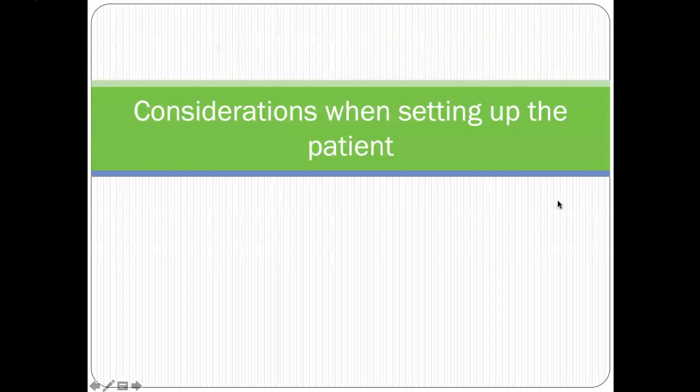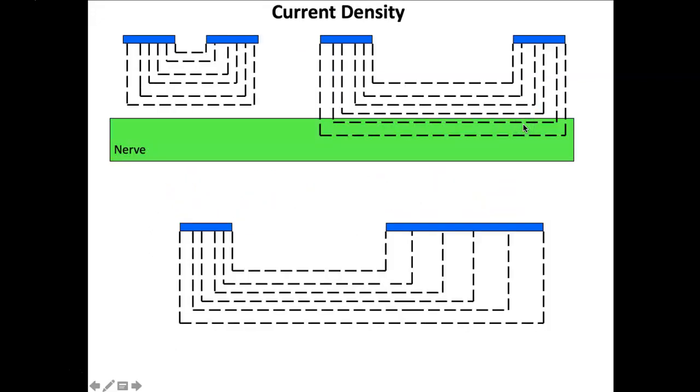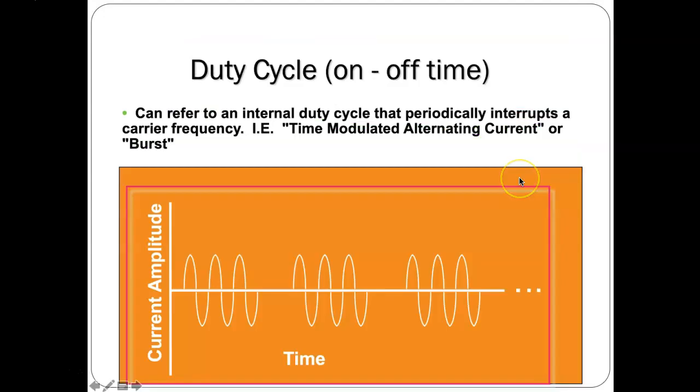All right, considerations when setting up the patient. Here's what we know. Further apart, we're penetrating deeper. Closer together, we're getting superficial tissue. So the first question you're going to ask yourself is what? Is the goal deep or is the goal superficial? You'll have to ask yourself that. You just have to make sure, number one, your pads are parallel to the muscle fibers, and how far apart do you want them to be based on your target tissue. You've already seen this, so I'm not going to review it again.